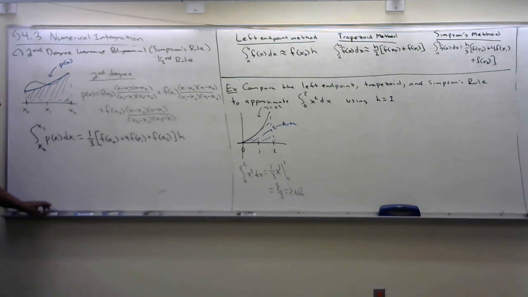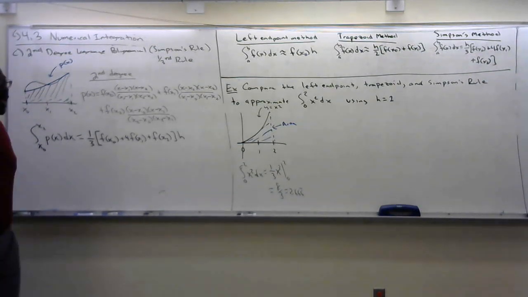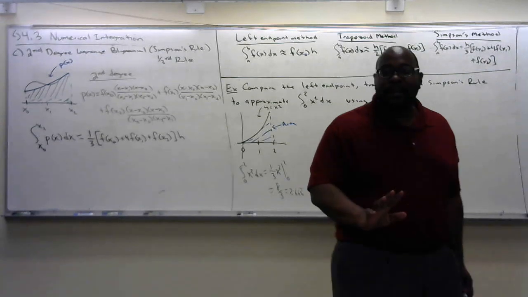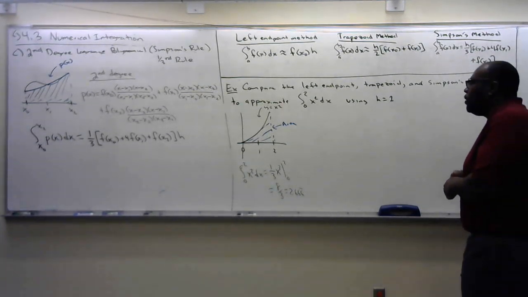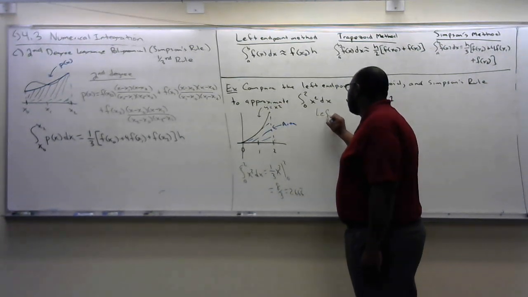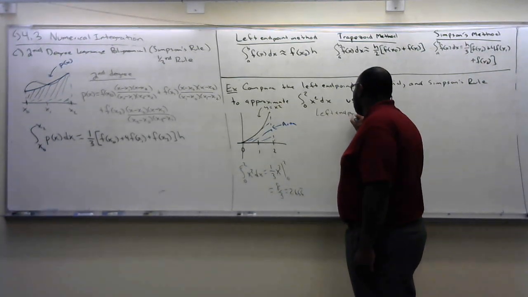So let's see how well our approximations do. Definitely Simpson's method should approximate this guy exactly, right? Because Simpson's method is based on the 2nd degree polynomials, and x squared is a 2nd degree polynomial. I apologize, guys. So let's start with the first one, the left endpoint method.